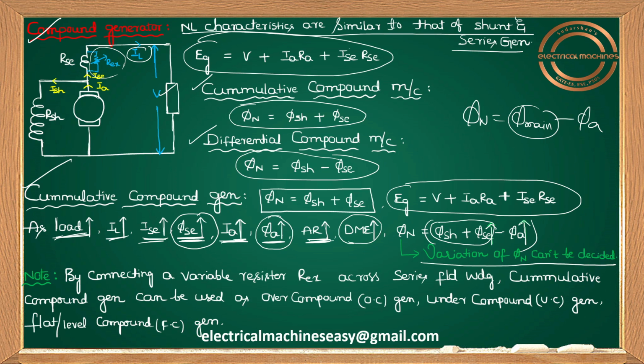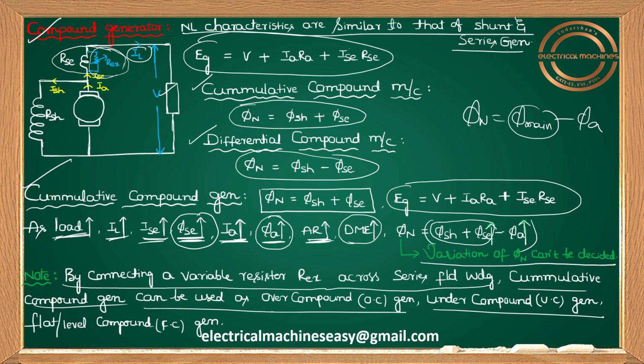So for that, what I am doing in a cumulative compound generator is simply connecting some variable resistance Rex across the series field winding like this. By connecting a variable resistor Rex across the series field winding, a cumulative compound generator can be used as an over compound generator, under compound generator, and a flat or level compound generator. Let us see how, by varying this variable resistance connected across the series field winding, I'll be using a cumulative compound generator as over compound, under compound, and flat compound.